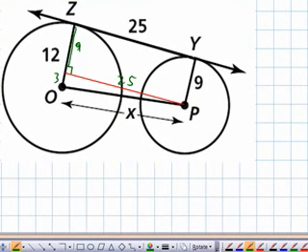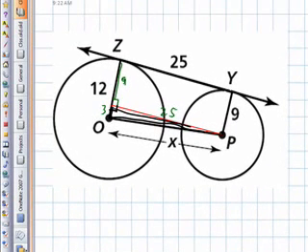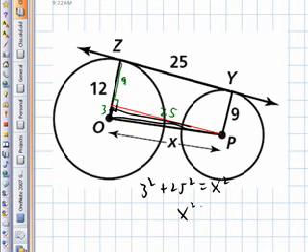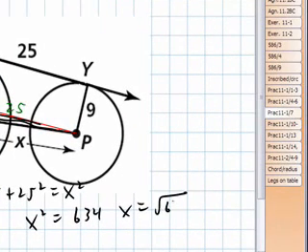So now you have yourself a right triangle right in here, where this is your right angle. That's your right angle. And so 3 squared plus 25 squared is x squared, or x squared is equal to 625 plus 9, which is 634. So whatever the square root of 634 is would be x.